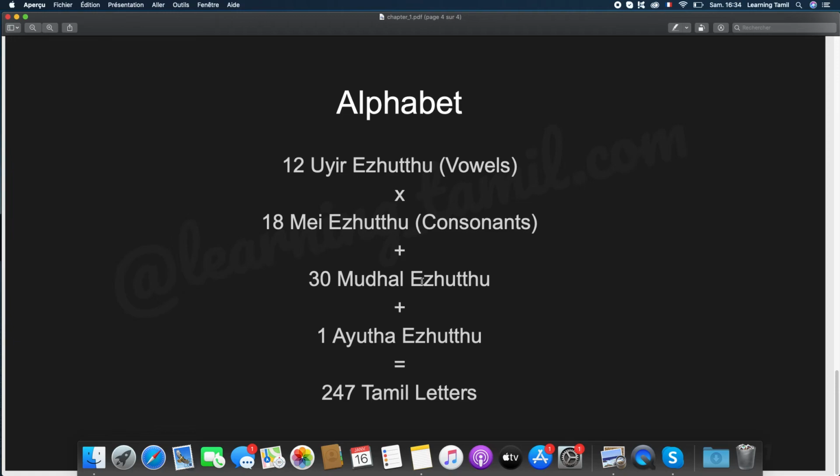What is mudaltical? Mudal means first. So they're the basis of everything. They are the origin, right? If you look at the origin of those uyirmayaltical, it is the mudaltical, and the mudaltical are the uyir and then the mayalti. 12 plus 18, 30. So this is 12 times 18, 216, plus 30, 246, and then that outcast letter, aaydha ezhuthu, those three dots you've seen earlier. So 247 Tamil letters, right?